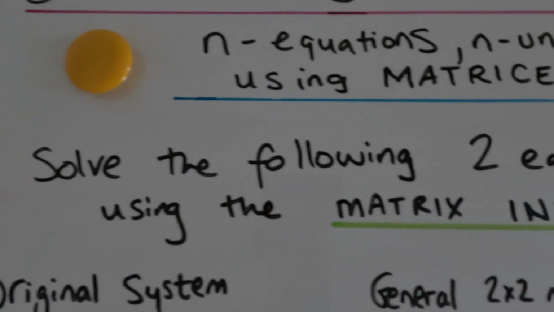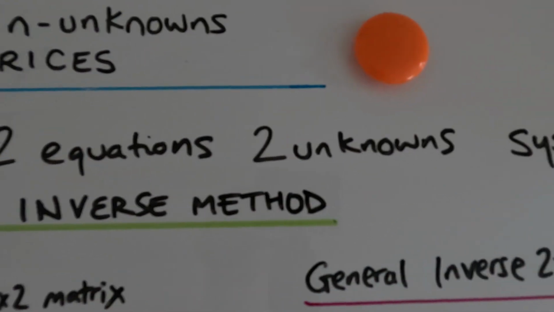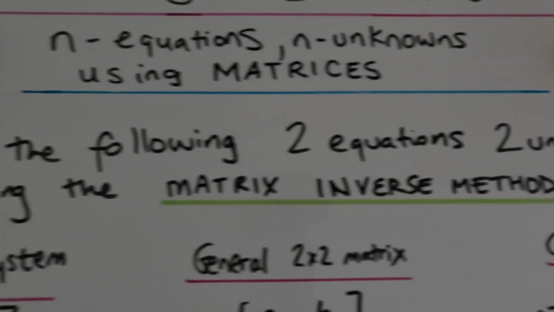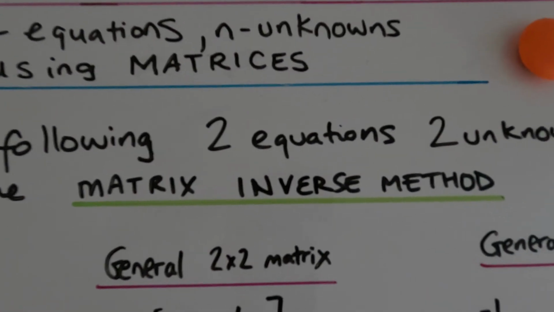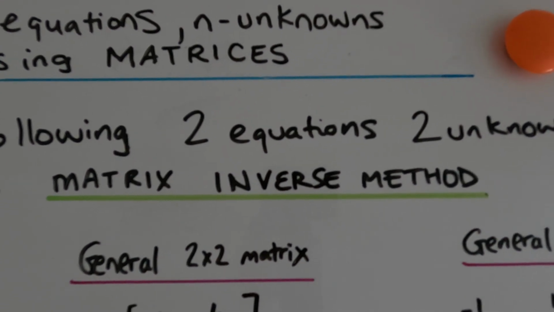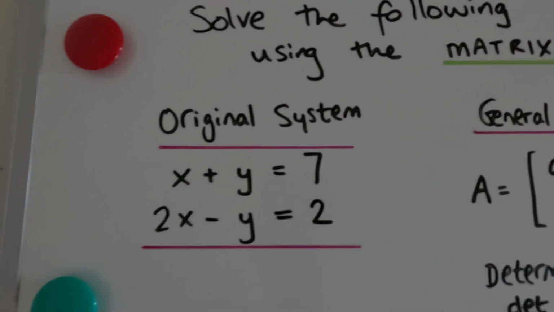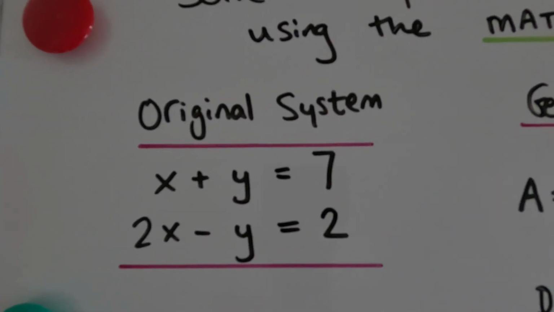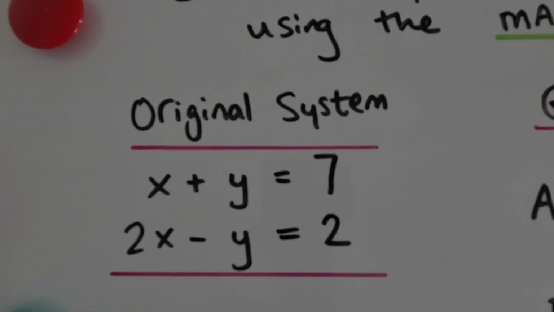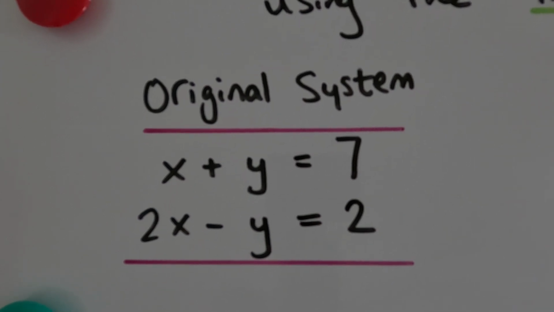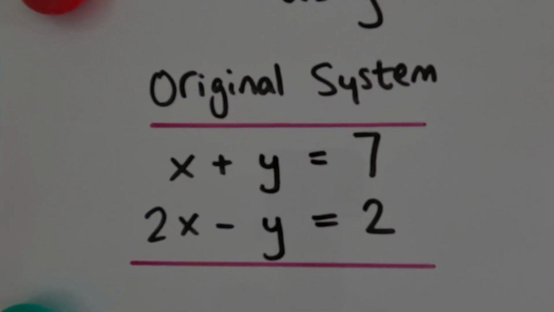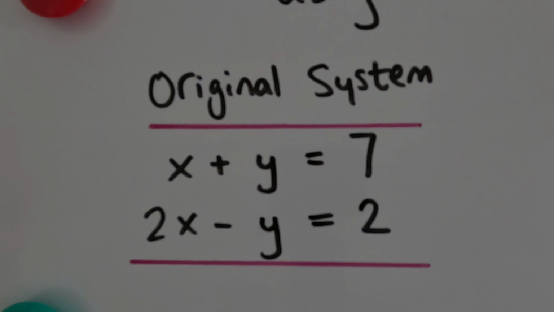So solve the following two equations in two unknowns system using the matrix inverse method. So I'll be discussing the matrix inverse method in more depth in another video. So the original system of equations is x plus y equals 7, 2x minus y equals 2, and we want to find x and y, but we're going to use matrix techniques.